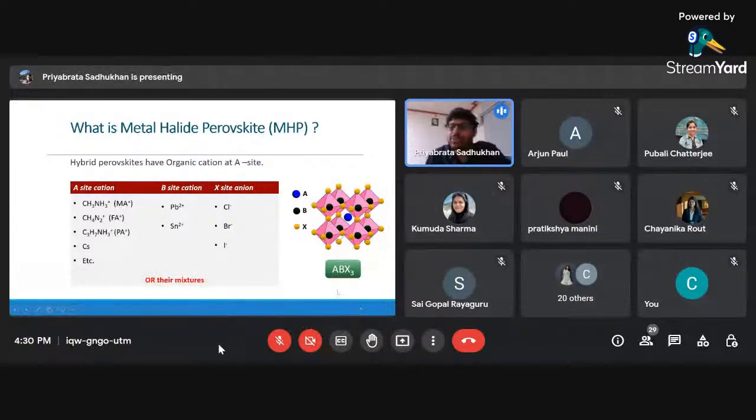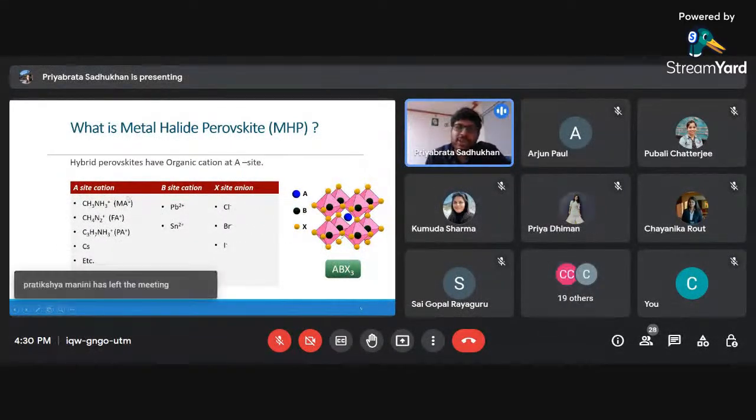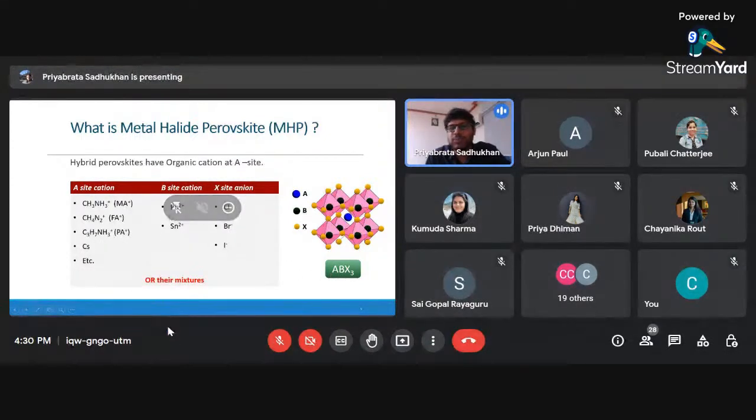If we now name this material ABX3 because X represents halogens, then we have a list of materials that we can choose to put in the A position and the B position. For the B position, the most used materials are lead as well as tin. Currently, people are using manganese and other metals also.